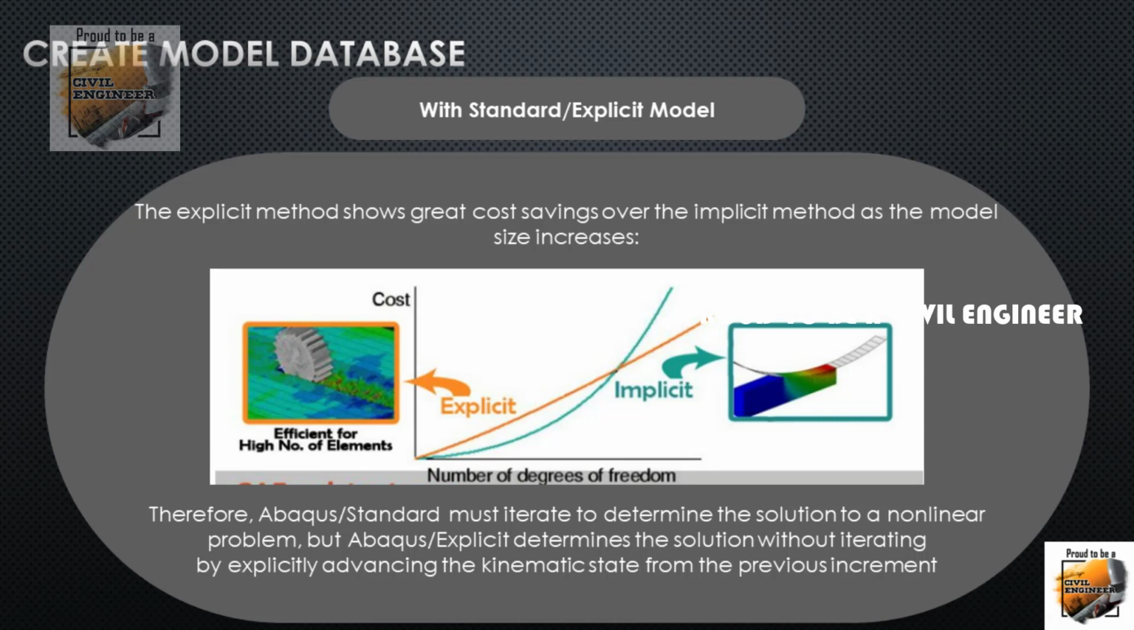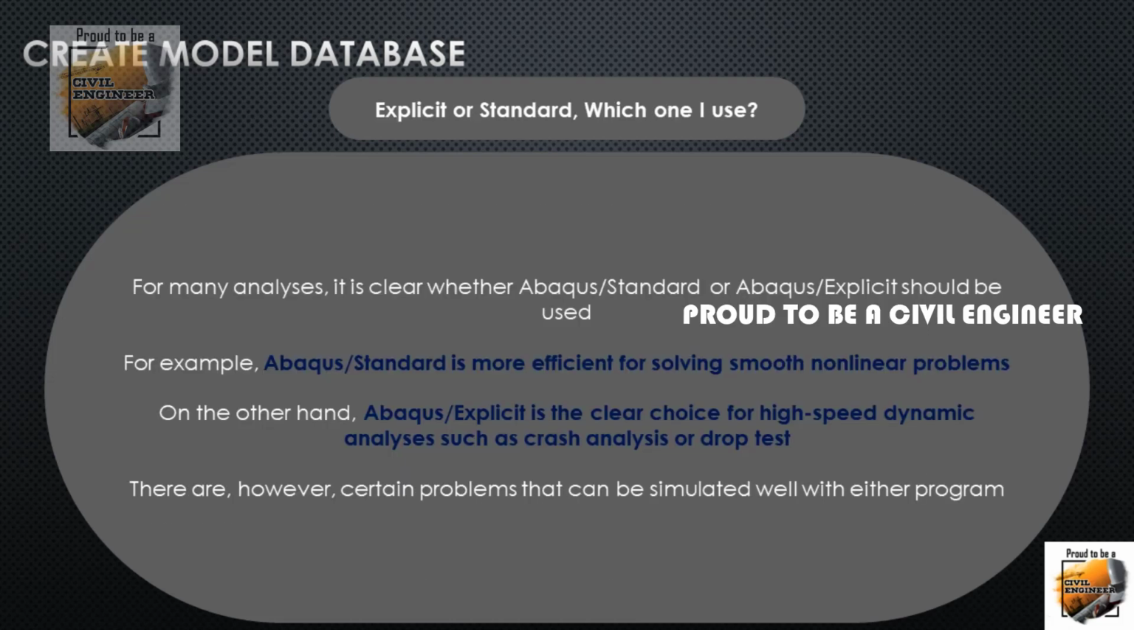Therefore, Abaqus Standard must iterate to determine the solution to a nonlinear problem. But Abaqus Explicit determines the solution without iterating by explicitly advancing the kinematic state from the previous increment. You may have doubts about whether explicit or standard, which one to use. For many analyses, it is clear whether Abaqus Standard or Abaqus Explicit should be used. For example, Abaqus Standard is more efficient for solving smooth nonlinear problems.